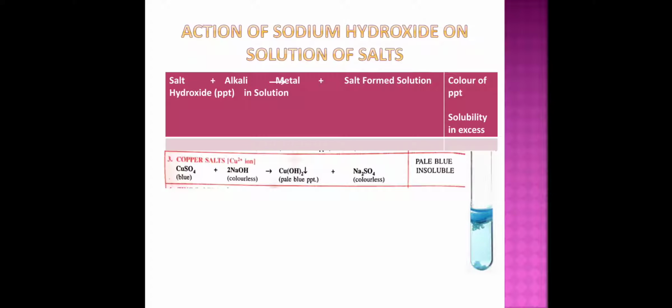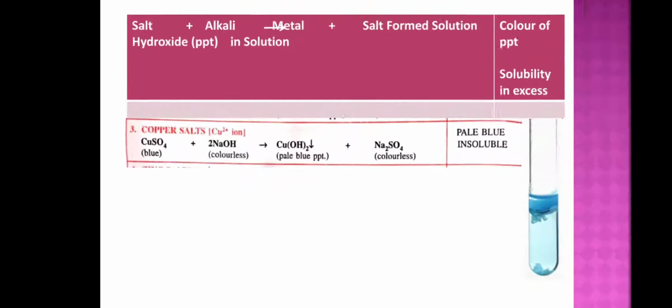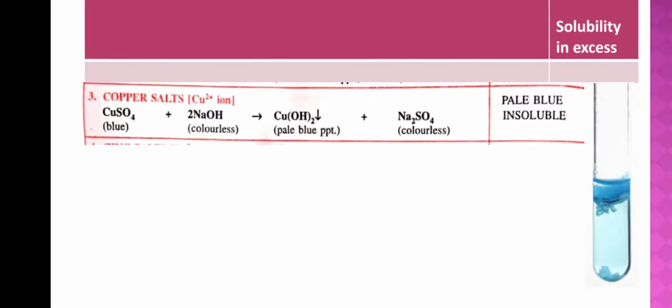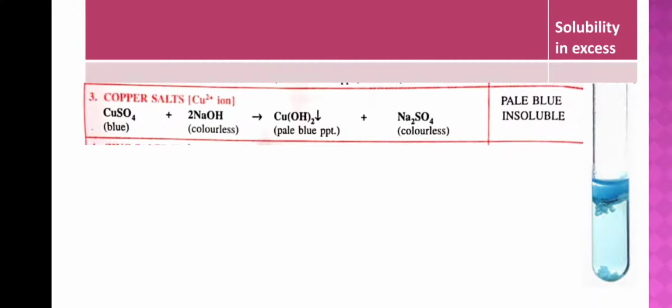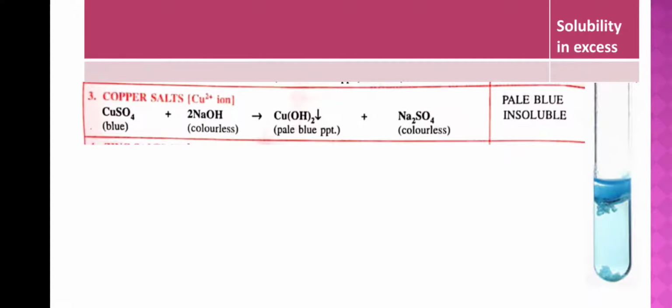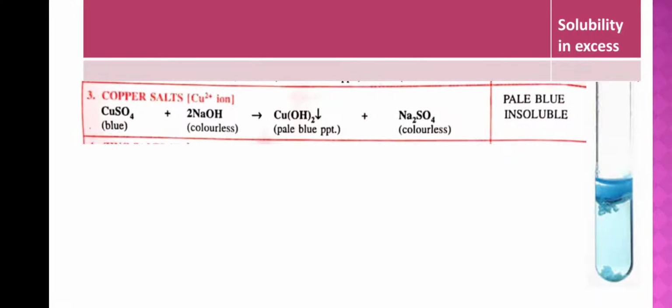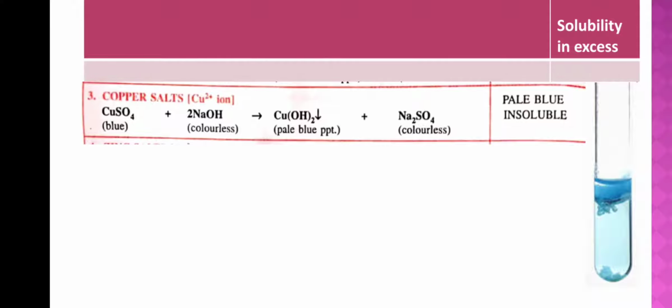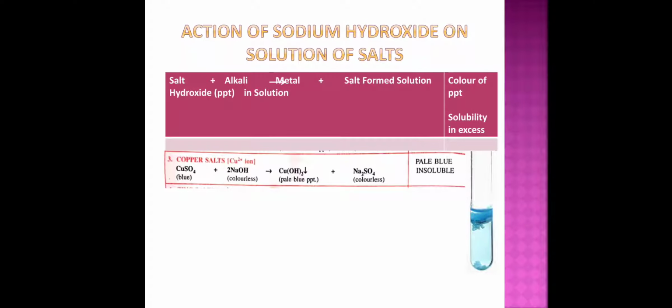Now let's see the example where copper is made to react with sodium hydroxide. When a copper salt like copper sulfate is made to react with NaOH, it gives us copper hydroxide. The copper hydroxide is blue in color, pale blue. If excess of NaOH is added to this, it is insoluble, so it does not dissolve. The precipitate will remain as it is. So copper salts give us a pale blue precipitate.